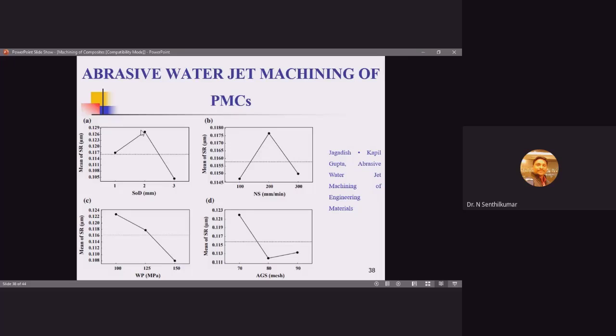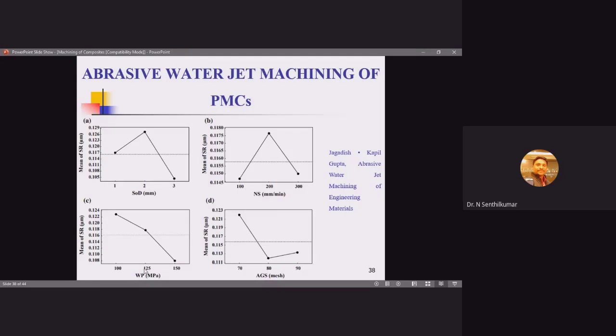So this is for the other cases. Surface roughness decreases with a higher SOD, the standoff distance. In this case, the result that I am presenting is of another person's work. He has shown that with an increase in standoff distance, the mean surface roughness is going to be lower. And this is also the case when the nozzle speed is higher.